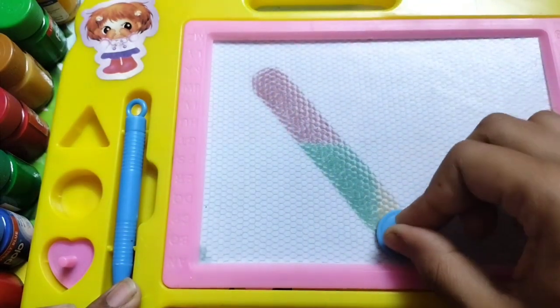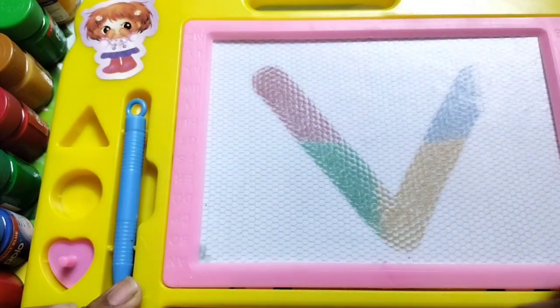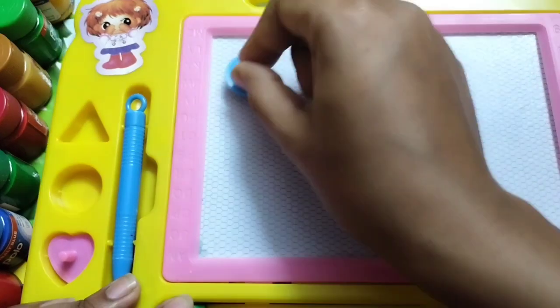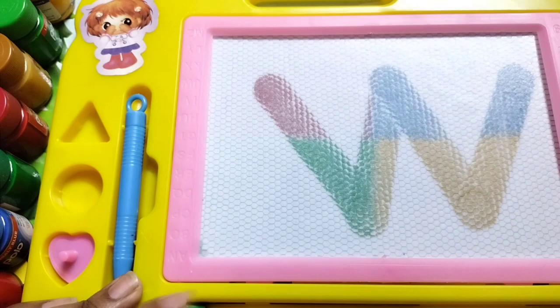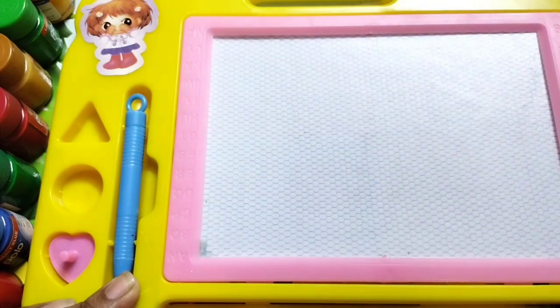Draw a slanting line and then another slanting line, and this is V. Draw slanting lines like me, and this is W. It's also called a zigzag line.